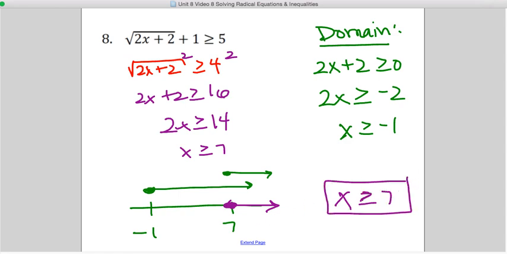Okay, so there's my answer for example 8. If you have any questions, feel free to pause it and come and ask me if you're in the class. Otherwise, write them down. I would like for you to try 9 and 10 on your own. Solve it as is, and then check the domain, and then come back and check your answers with mine.